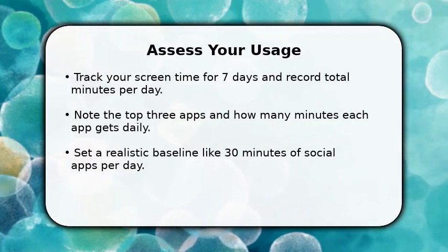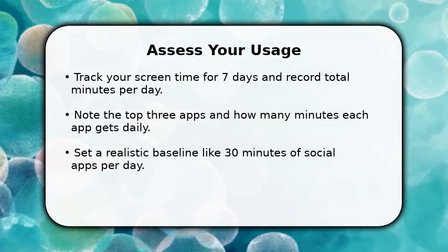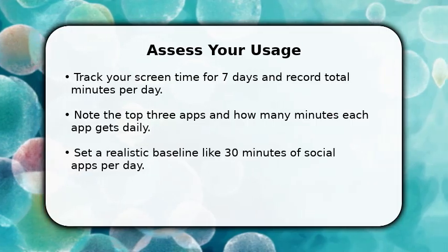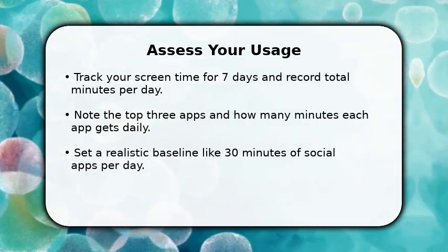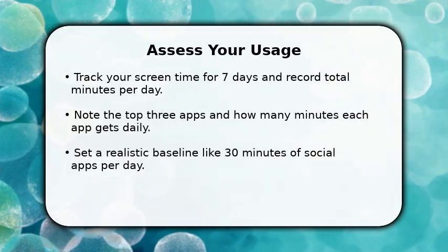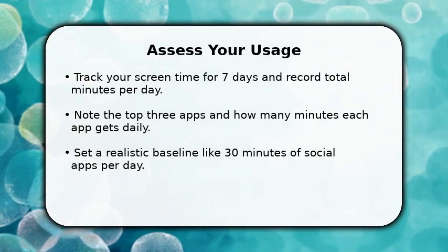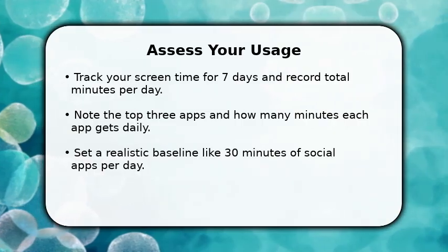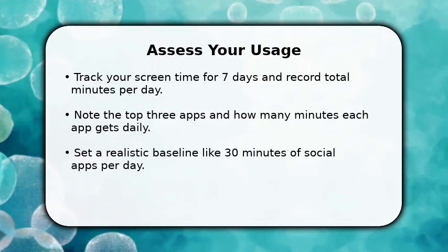Start by measuring your current habits with a clear tracking plan. Track your screen time for 7 days and record total minutes per day. Use built-in tools or an app to log usage and export a simple list of minutes. Note the top 3 apps and how many minutes each app gets daily. Write these numbers down in a note you can review.